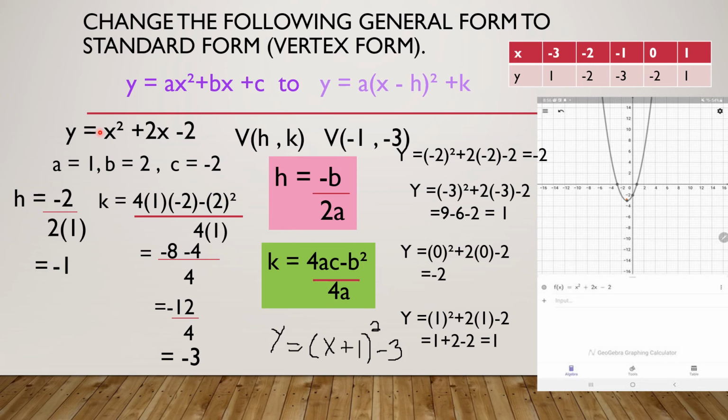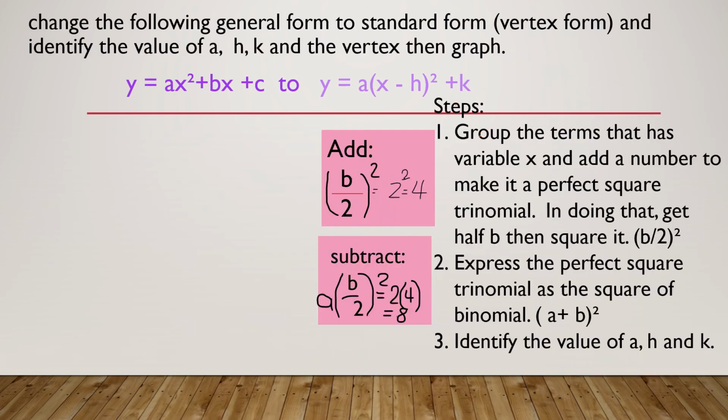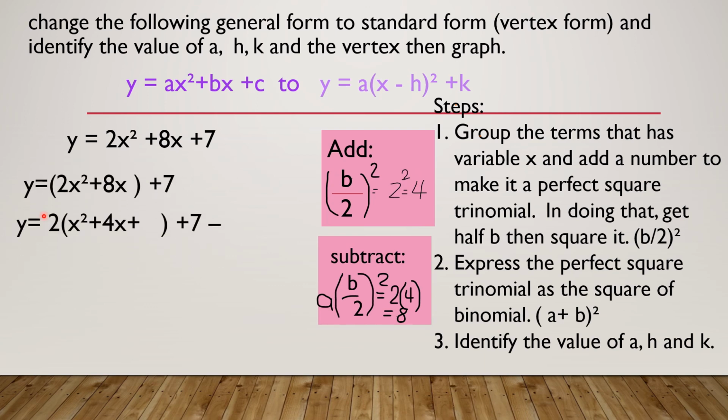Okay, now, what about if the value of a here is not 1? So I have here y is equal to 2x squared plus 8x plus 7. So I'm just gonna follow the steps on how to solve for h and k and change to standard form. So group the terms that have variable x. I'm gonna put them inside the parentheses. And then next step is I'm going to add a number here. So what I'm going to do is get half of 4, and that is 2. Then square that 2, that is 4. So you can refer to it here.